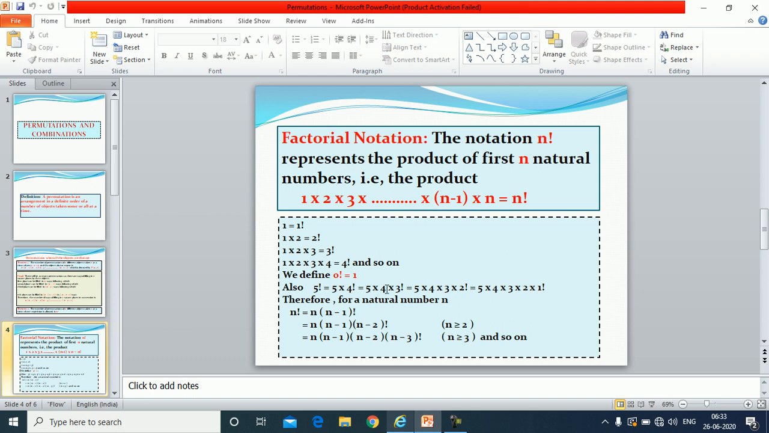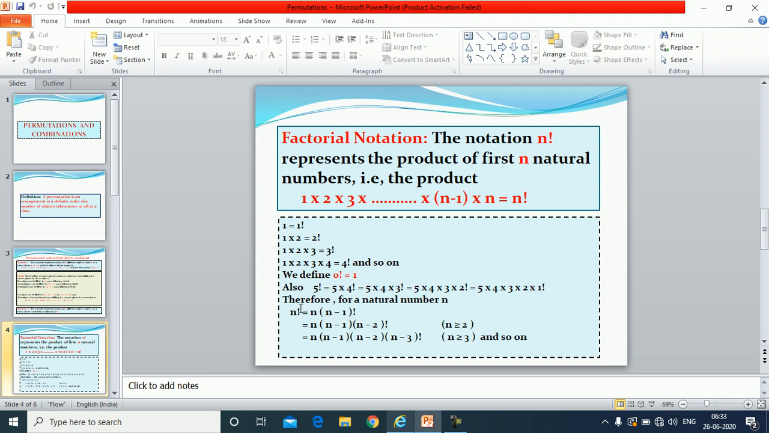Or we can write it as 5 into 4 into 3 factorial, so this part is not expanded. We can even write it as 5 into 4 into 3 into 2 factorial. Then expanding 2 factorial also, it is 2 into 1 factorial, and 1 factorial is only 1. So 5 factorial comes out to be 5 into 4 into 3 into 2 into 1.